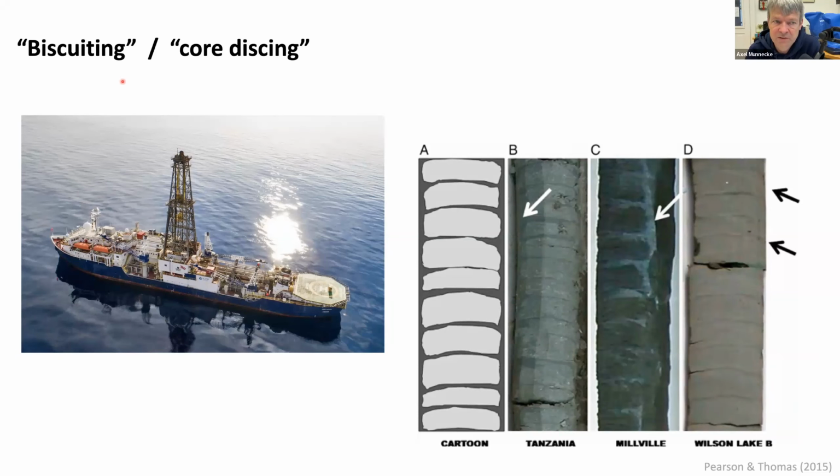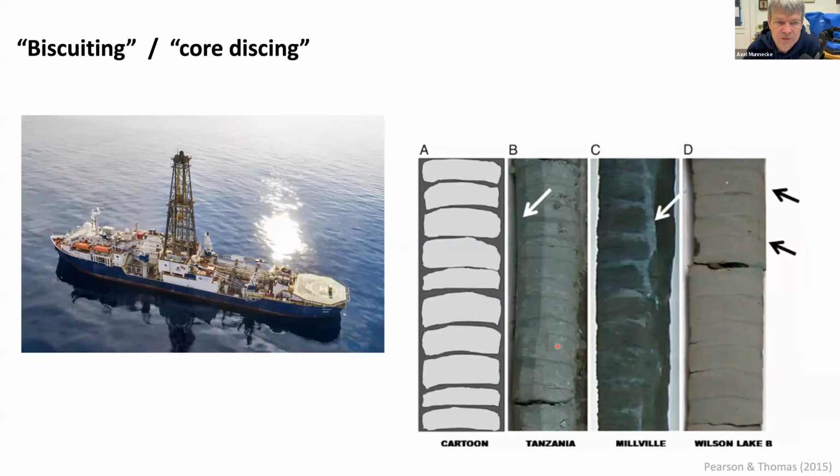And this is called biscuiting, or more precisely, core disking. So the marls, they are too soft, they are just squeezed out, and all we see is just the early lithified layers. So it's possible, but we hardly know anything.